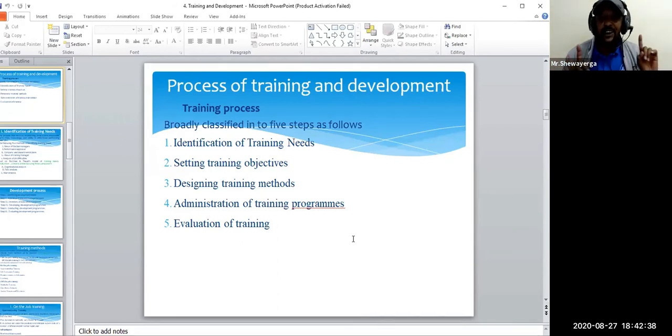But evaluation is always important in two aspects: before training and after training. Evaluation should be done before training is given and after. First we identify the gap, then if that gap is filled by the training or not, we can check. So evaluation comes before training and after training. The fifth step of training is evaluation of training.